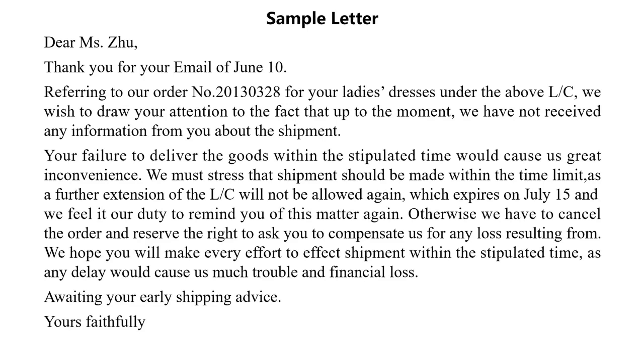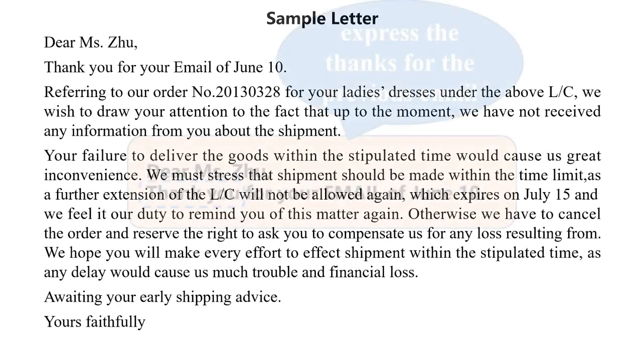Your failure to deliver the goods within the stipulated time would cause us great inconvenience. We must stress that shipment should be made within the time limit, as a further extension of the LC will not be allowed again, which expires on July 15th, and we feel it our duty to remind you of this matter again. Otherwise, we have to cancel the order and reserve the right to ask you to compensate us for any loss resulting from it. We hope you will make every effort to effect shipment within the stipulated time, as any delay would cause us much trouble and financial loss. Awaiting your early shipping advice. Yours faithfully.